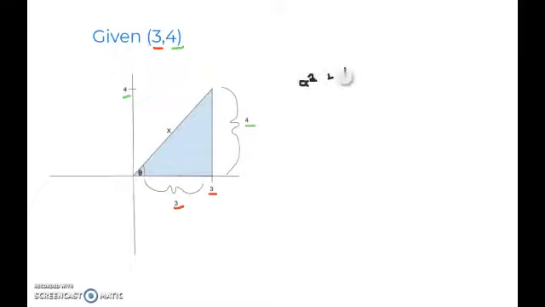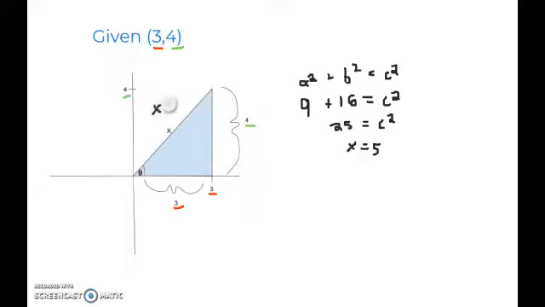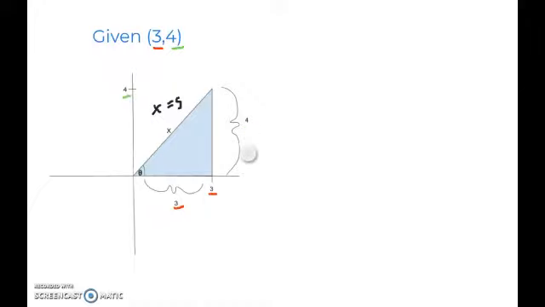The x, you have to use the Pythagorean theorem to solve for, which is solving for the hypotenuse, and a squared plus b squared equals c squared. So 3 squared would be 9, 4 squared would be 16, that would add to 25, and then the square root of that would give you 5, so x equals 5. And then you can use this information you now know to figure out all of the trigonometric functions.